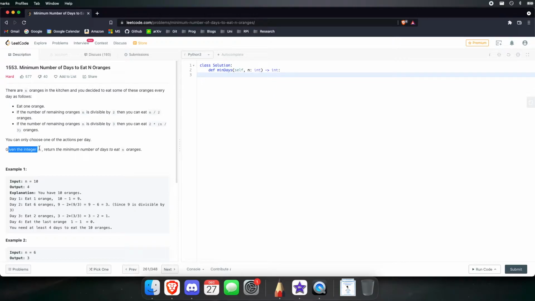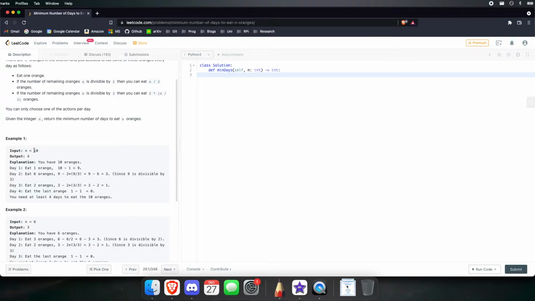We are given the number n, which is an integer, which represents the amount of oranges in the kitchen that we want to eat. And what we want to return is the minimum number of days to eat all of these n oranges.